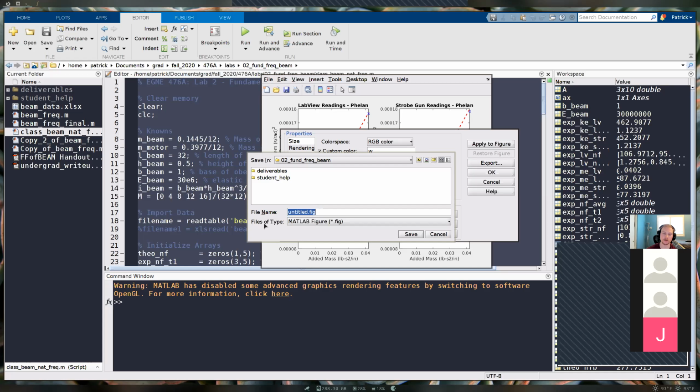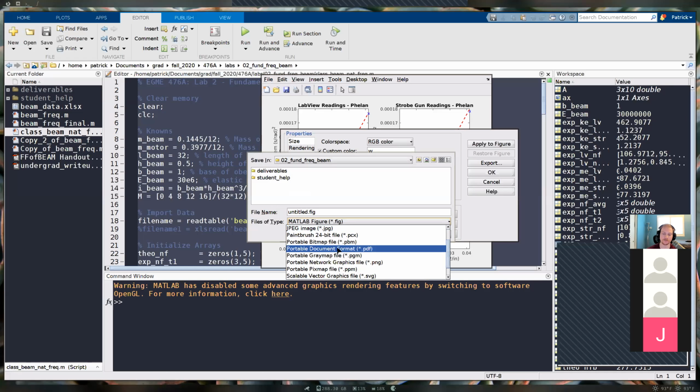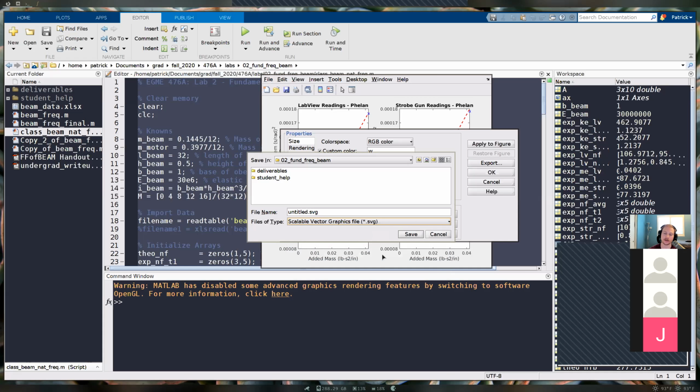Let's pretend we're saving it right here. Under files of type, we're going to change that. You can either use a .png extension, or a .svg. SVG is a scalable vector graphic, so I would recommend this. Now, I think a few of you are using LaTeX, which is great, but it's kind of a pain to import an SVG into LaTeX. In that case, you can use a PNG file and it's still going to look good.